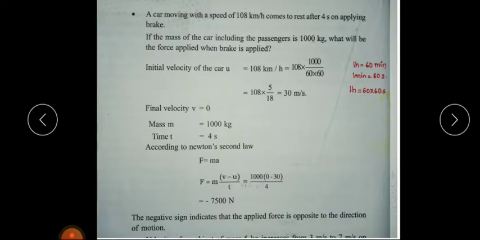So here some questions are given. You have to write these questions in your notebook and the answers too. Okay.